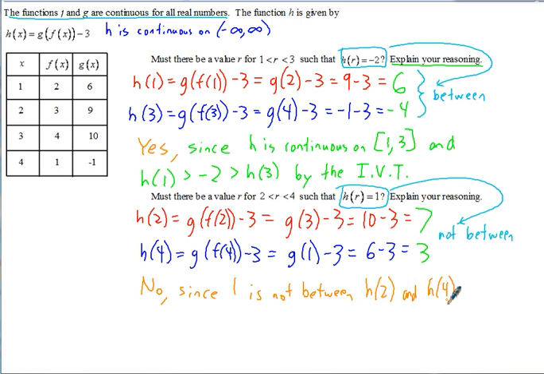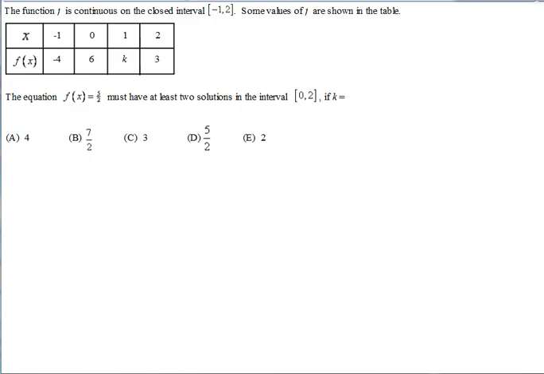All right, let's take a look at some multiple choice questions dealing with the intermediate value theorem. In this one, we're given the function f is continuous on the closed interval -1 to 2. That's important to know, since we could potentially use the intermediate value theorem. Some values of f are shown in the table. The equation f of x equals 5 halves must have at least 2 solutions in the interval 0 to 2 if k equals which of these?